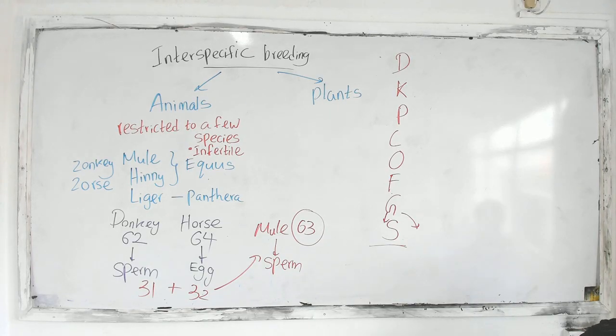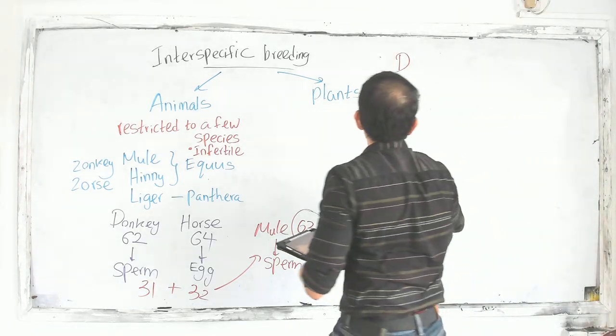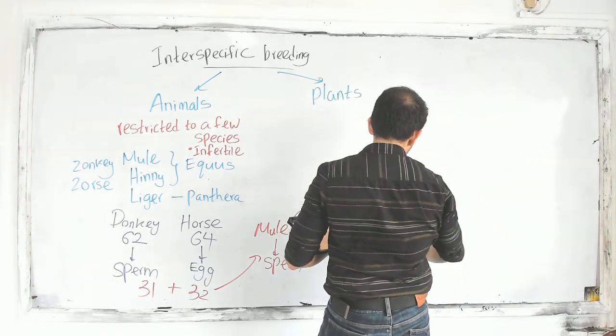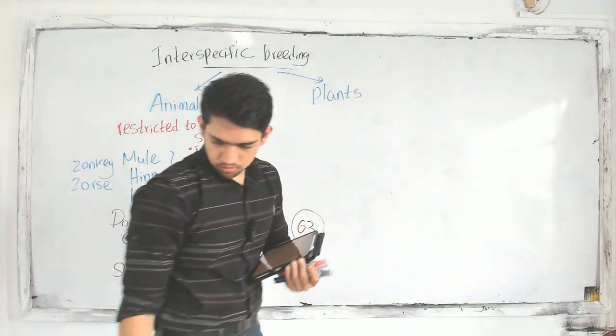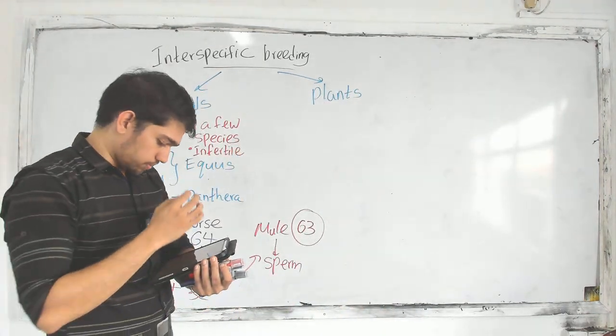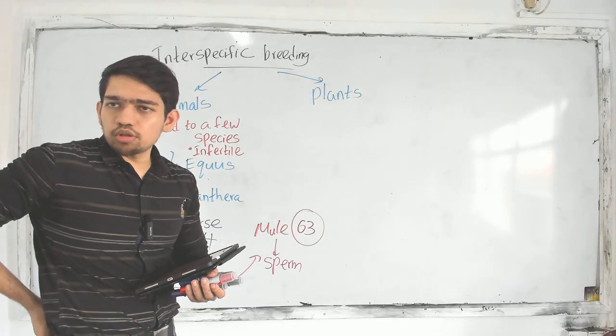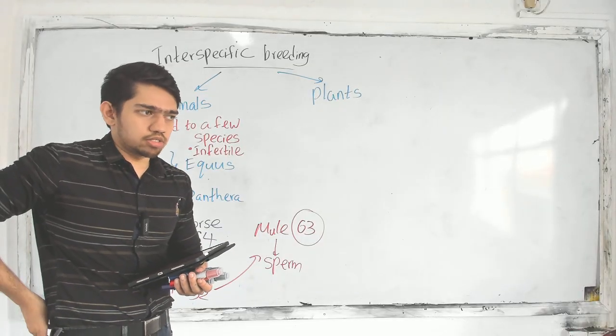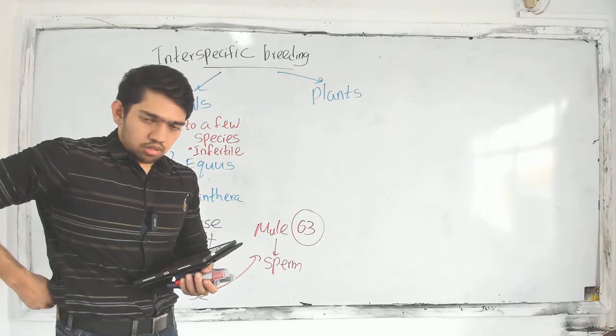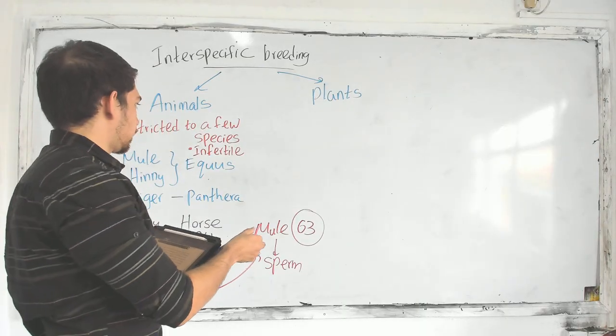Right? Let's move on to plant breeding. Plant interspecific breeding. Plants actually tolerate interspecific breeding very nicely, more than animals. They actually tolerate it very nicely.